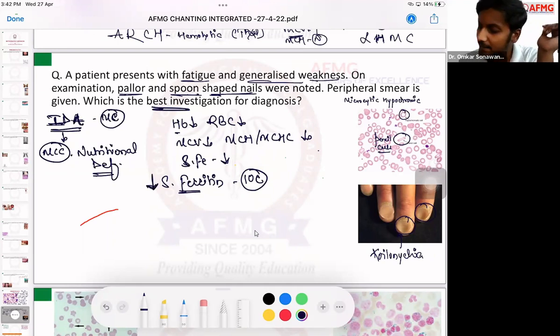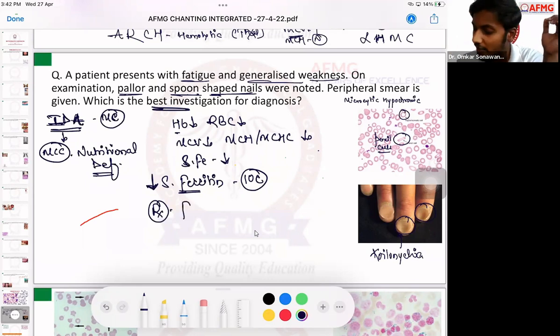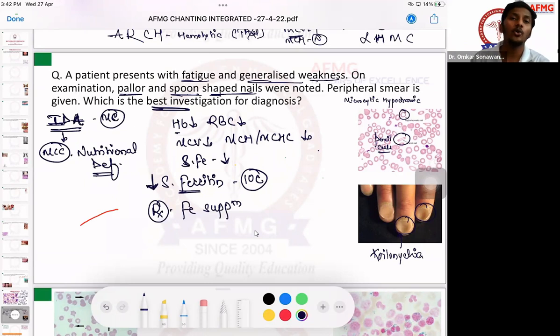And what is the treatment, guys? What is the treatment for iron deficiency anemia? We will definitely give iron supplementation to the patient. But whether we prefer oral route or IM or IV route, what do we prefer usually?